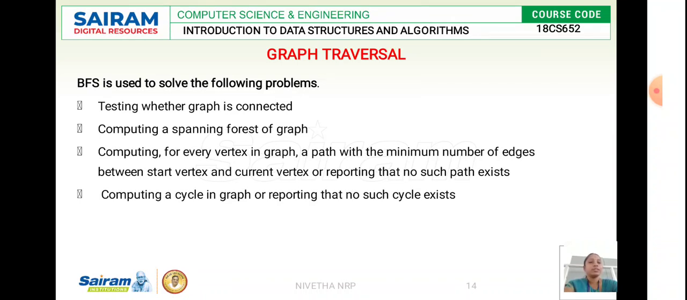And we can implement BFS to solve a few problems. To check whether the graph is connected, we implement the BFS concept. To find the spanning forest of a graph, we implement BFS, and for computing the number of edges in every vertex, we follow the concept of BFS.